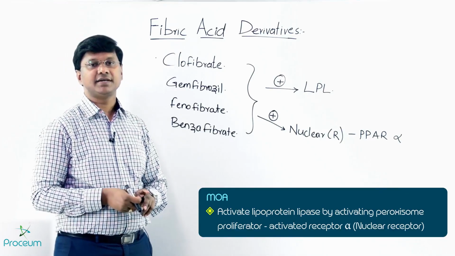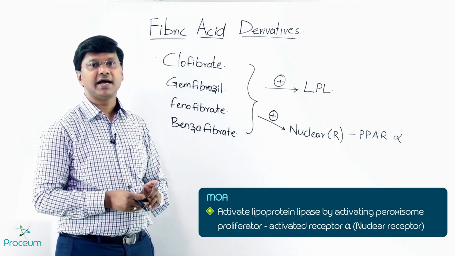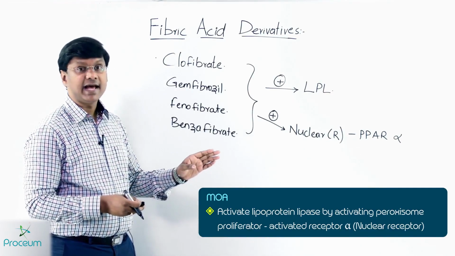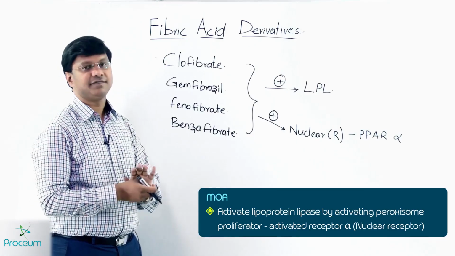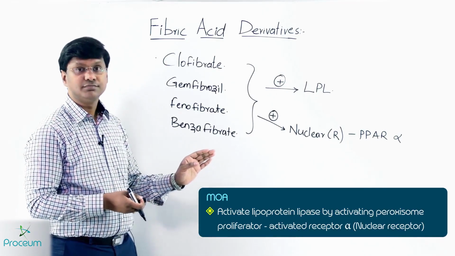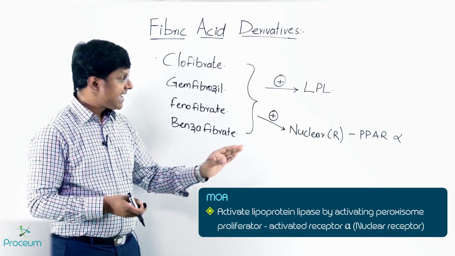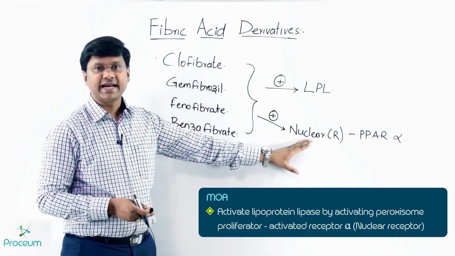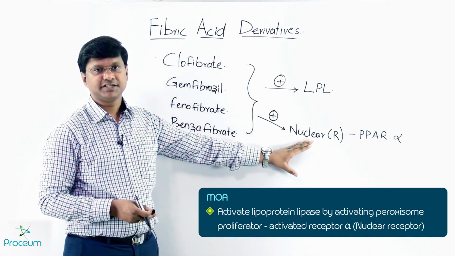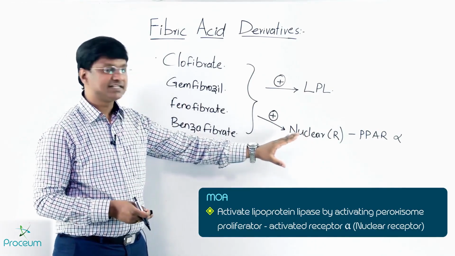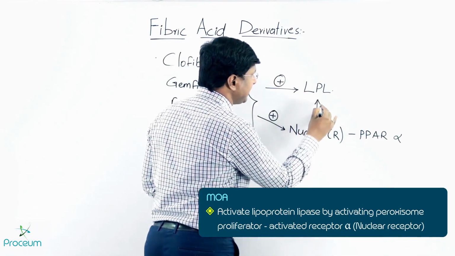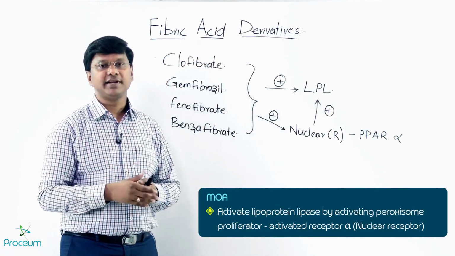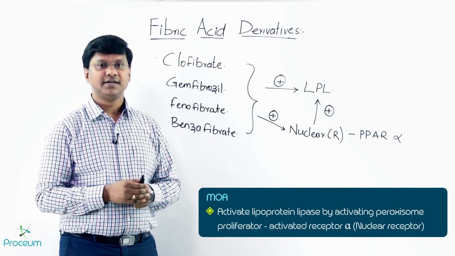Now what does this PPAR-α stand for? It stands for peroxisome proliferator-activated receptor alpha. So these drugs activate this nuclear receptor, PPAR-α. Once this receptor is activated, they will activate the lipoprotein lipase. And what does lipoprotein lipase do? It will cause the breakdown of the lipids.